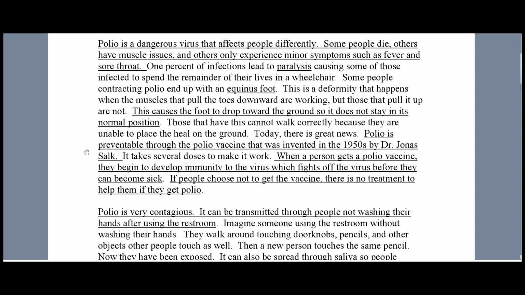Polio is preventable through a polio vaccine that was invented in the 1950s by Dr. Jonas Salk. It takes several doses to make it work. When a person gets a polio vaccine, they begin to develop immunity to the virus, which fights off the virus before they can become sick. If people choose not to get the vaccine, there is no treatment to help them if they get polio.